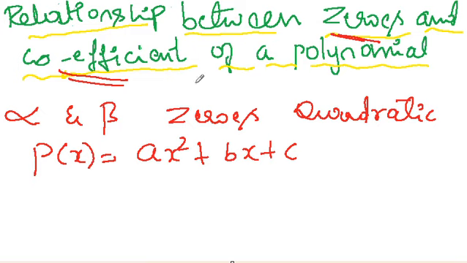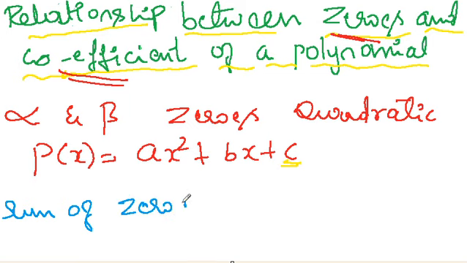When we write the relationship between these coefficients and the zeros, in general I have taken alpha and beta as the two solutions. I don't know the exact values, but generally I am taking these two as the zeros of the quadratic polynomial, and the general quadratic polynomial is ax square plus bx plus c. Here there are two conditions we have to know: the sum of the zeros and the product of the zeros. First, I am going to write the relationship for the sum of the zeros.